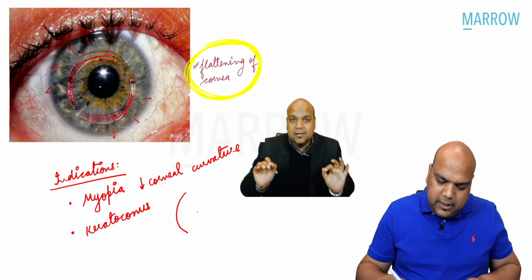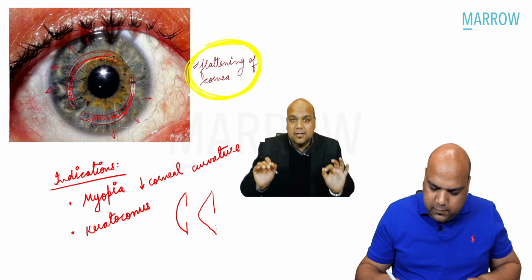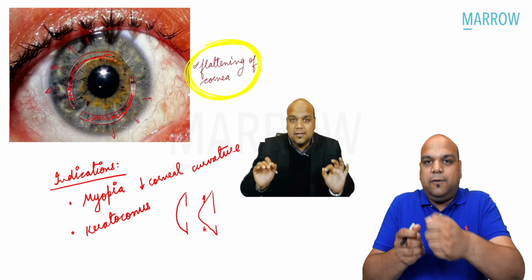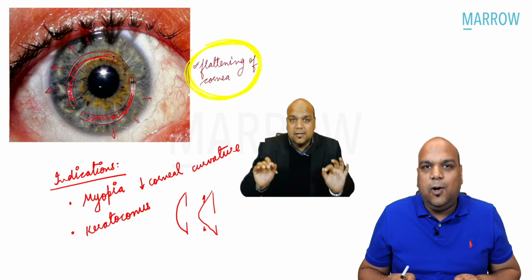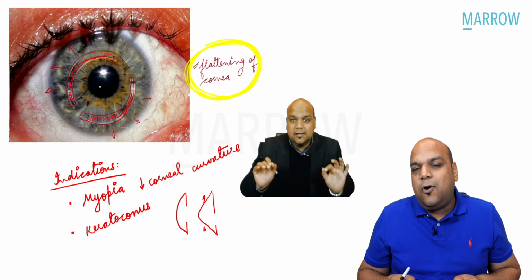We want to flatten it out. This should be the normal cornea, but in this case, now we have a protrusion. So you want to pull it and we want to flatten the cornea. So both these are common indications of intracorneal stromal ring segments or Intacs surgery.